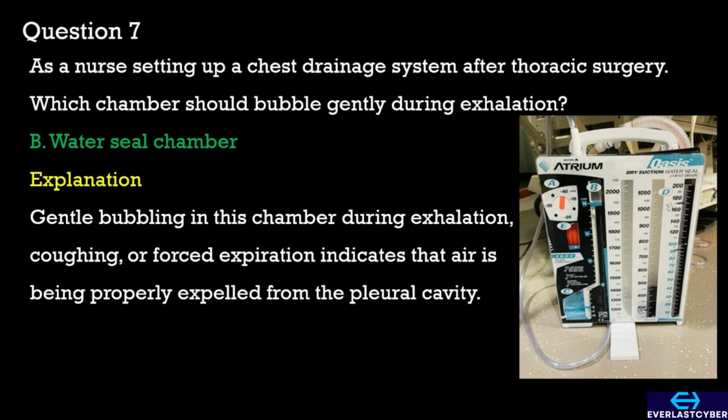Now, a point to note is that if there is continuous vigorous bubbling in the water seal, it may indicate an air leak, whereas if there is no bubbling at all, it could mean that the system is obstructed or that the lung has re-expanded. So it is important to always monitor the rise and fall of fluid with respiration, along with bubbling for proper system function.